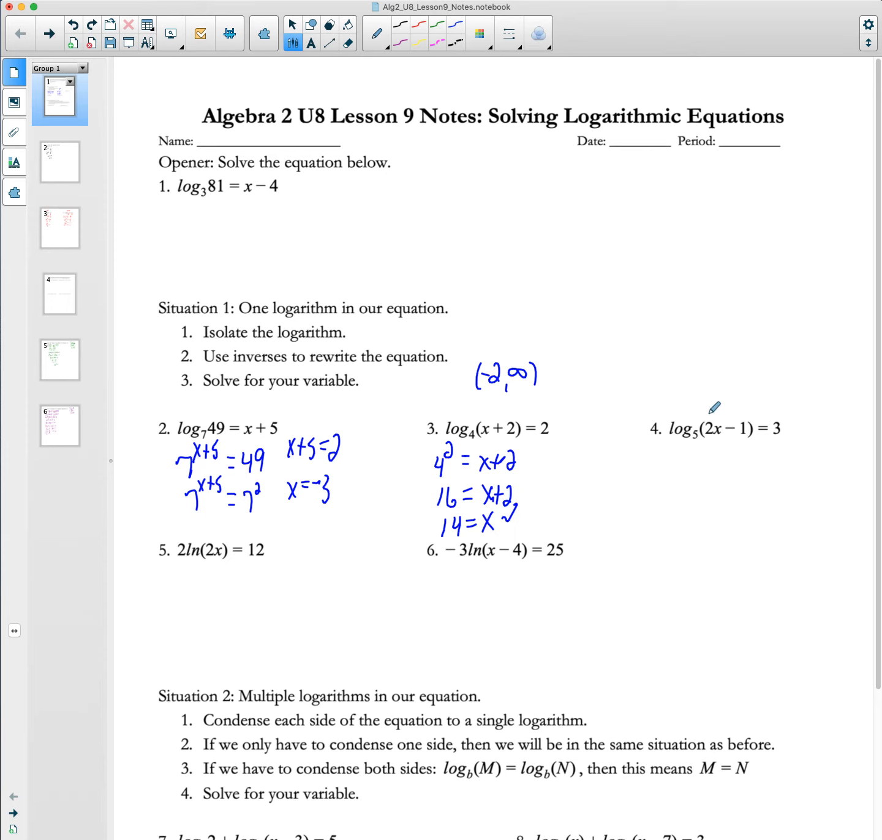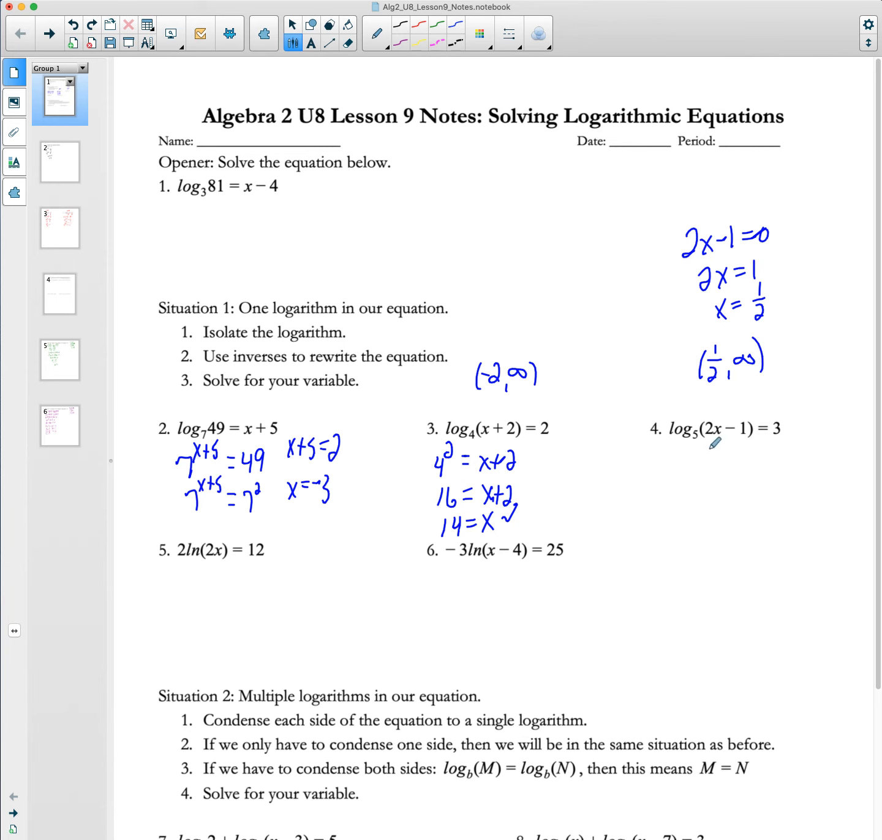All right, so now looking at number 4 together, once again, we'd have to find our vertical asymptote, and we do that by taking whatever's inside, that argument, and setting it equal to 0 and solving. That's going to give us our vertical asymptote. So 2x is equal to 1, x is equal to 1/2. So we know that our vertical asymptote would be at 1/2. That means our working domain, based on everything we've talked about, would be from 1/2 to infinity. So we have to have something greater than 1/2 when we solve.